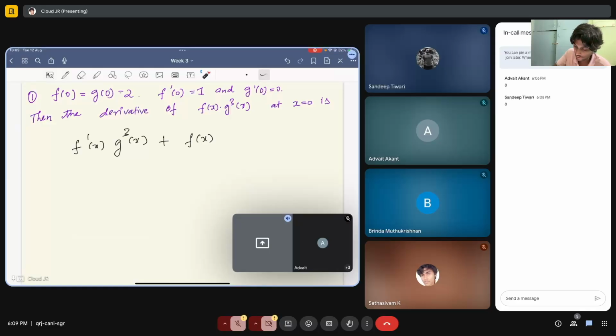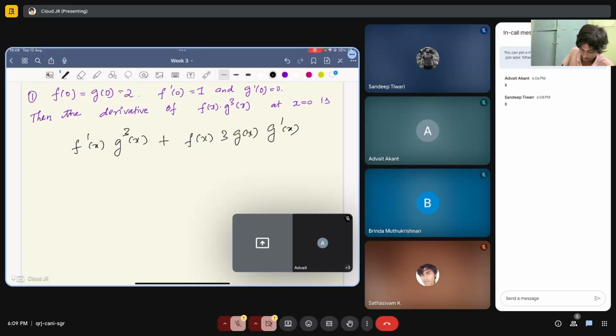Anyway, here you have a direct formula also that you can use, but basically it's a composition of functions. So when you differentiate, the first function is x goes to x cube, so this is 3 times g of x squared times g prime of x. This is what you got. Now you have to find the derivative at x equal to 0, right? You know the function values and the derivative values at 0.